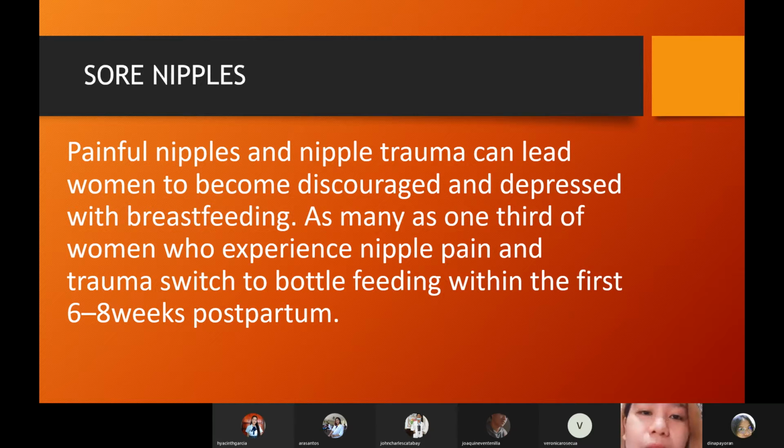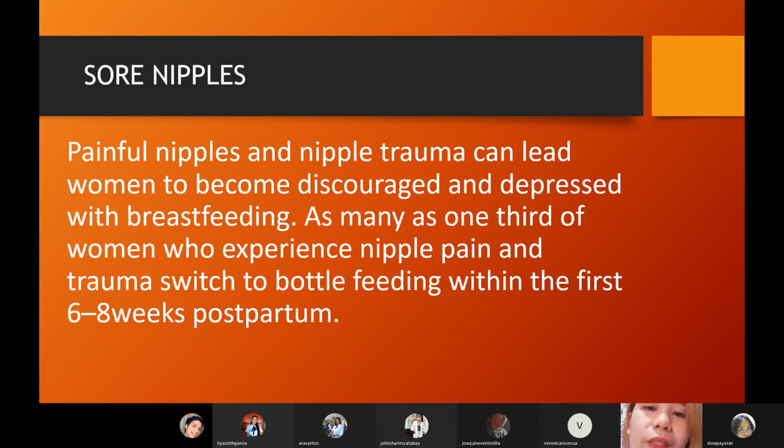Painful nipples and nipple trauma can lead women to become discouraged and depressed with breastfeeding. So these sore nipples can also cause trauma in mothers, or they will be discouraged or afraid to breastfeed their babies, because maybe they will feel too much pain in their nipples. So this is one of the reasons why mothers stop breastfeeding.